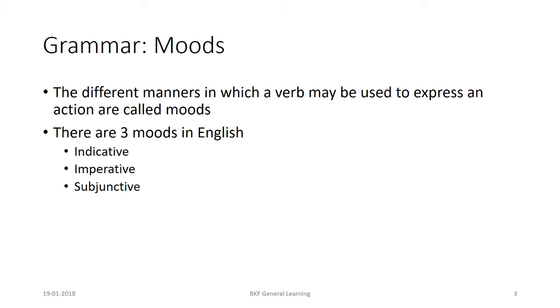Okay, so the different manners in which a verb may be used to express an action are called moods. There are three moods in English. First is indicative, second is imperative, and the third is subjunctive.